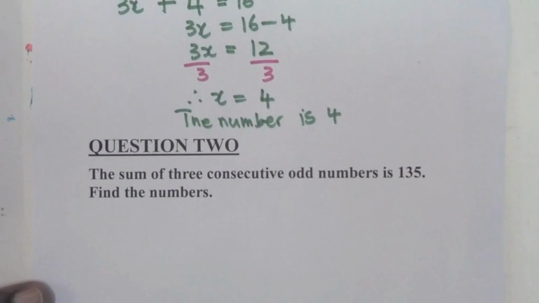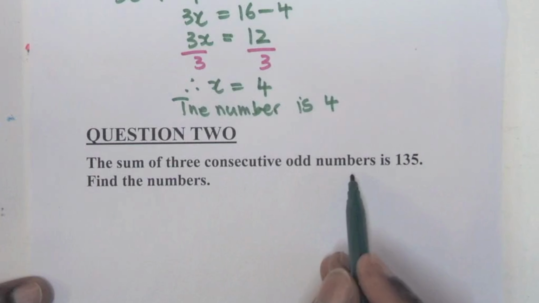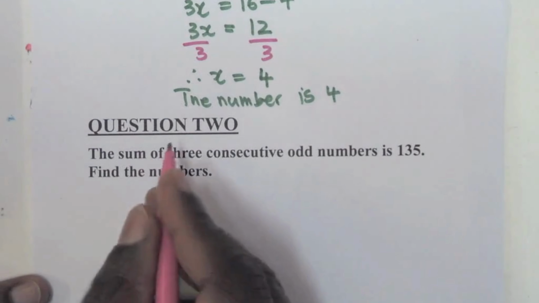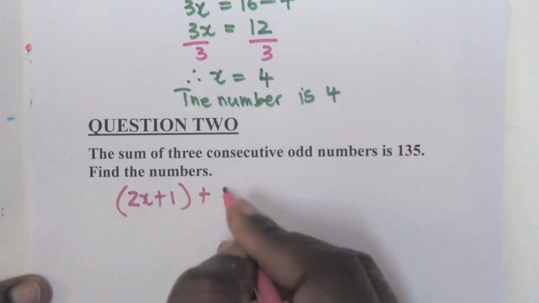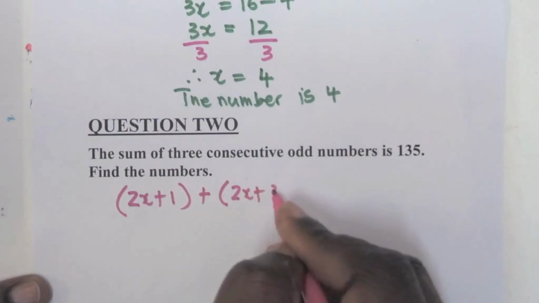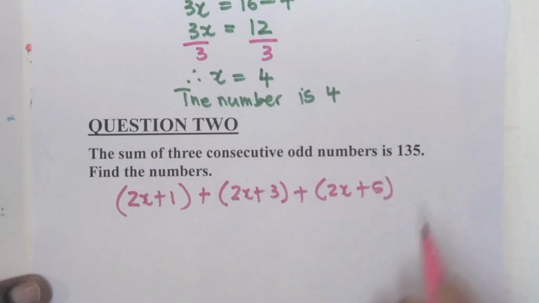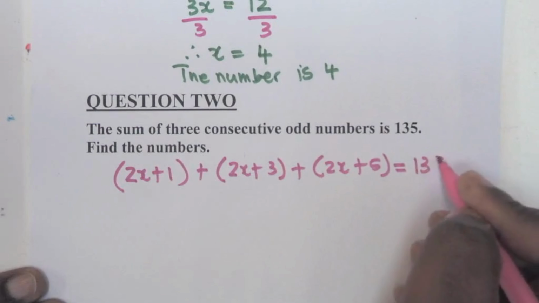Moving on to the next question. It reads here, the sum of 3 consecutive odd numbers is 135. So first of all, you need to establish the 3 consecutive odd numbers. So what are the 3 consecutive odd numbers? The first one is 2x plus 1. Then the next one, 2x plus 3. Then the next one, 2x plus 5. And the answer should be 135.